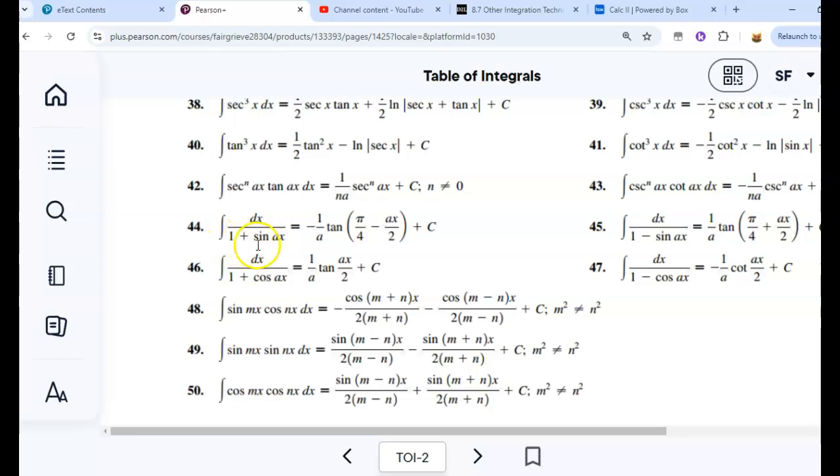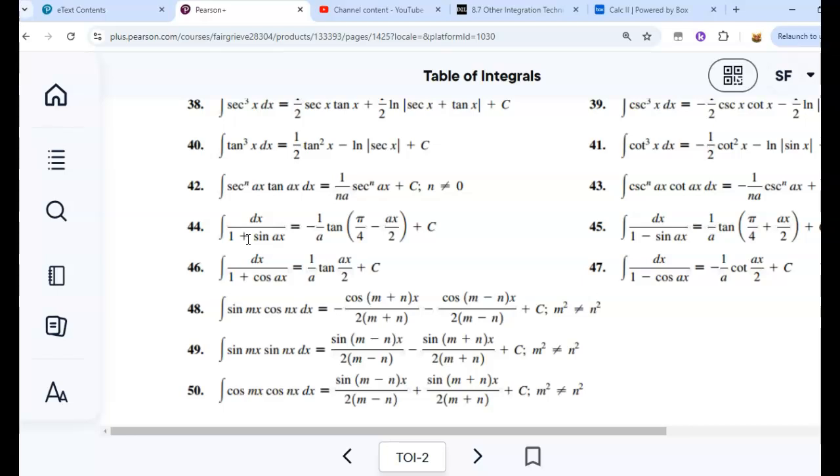Notice that our integral doesn't line up exactly. Ours was dx over 1 plus sine x. It didn't have a number in front. But this matches that formula. And so that's what we're going to actually use here. So formula number 44, just copying it right there from the table.